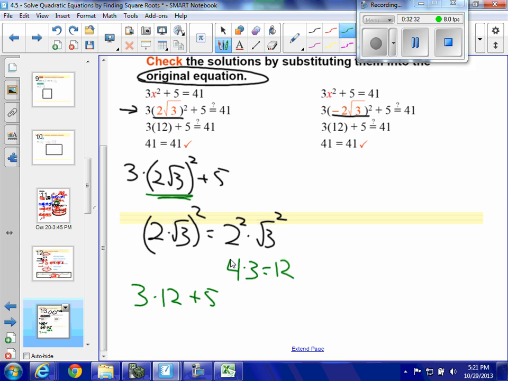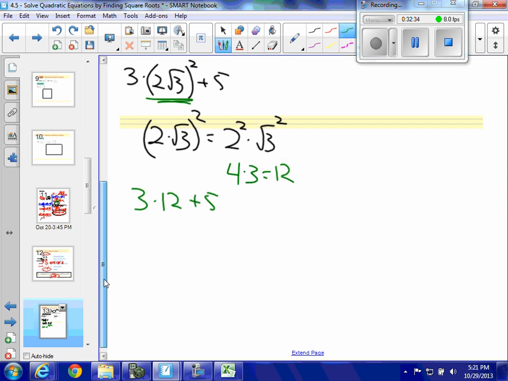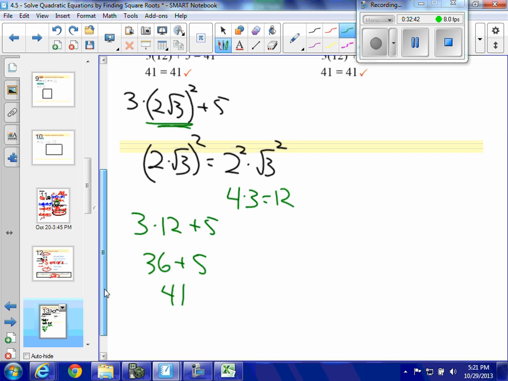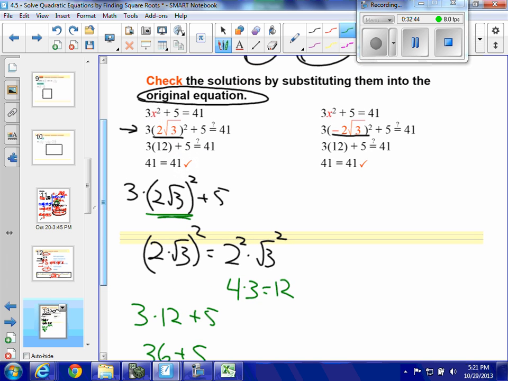I'll remember my PEMDAS. I'm going to remember what goes first. So I'm going to have 36 plus 5. I'm going to have 41. And in fact, that was my answer. 41 is equal to 41. I could do the same check over on this side, but it's important to walk you through the check here so you remember this particular thing.